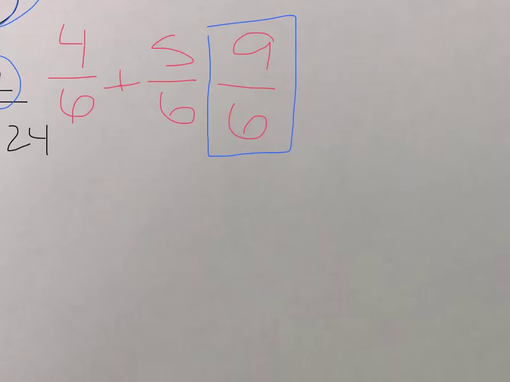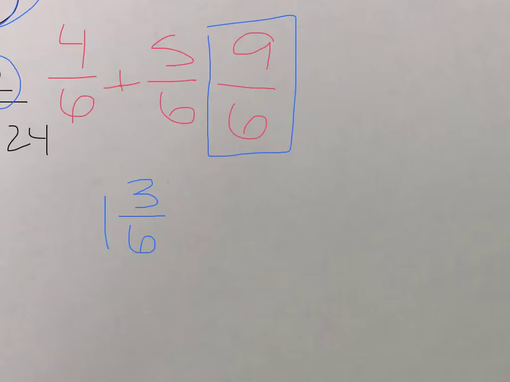Okay, 9/6 is an improper fraction. Our top number is bigger than our bottom number. So we ask ourselves, how many times does 6 go into 9? It goes in there once, with 3 left over. We keep the denominator the same, and it becomes 1 and 3/6.